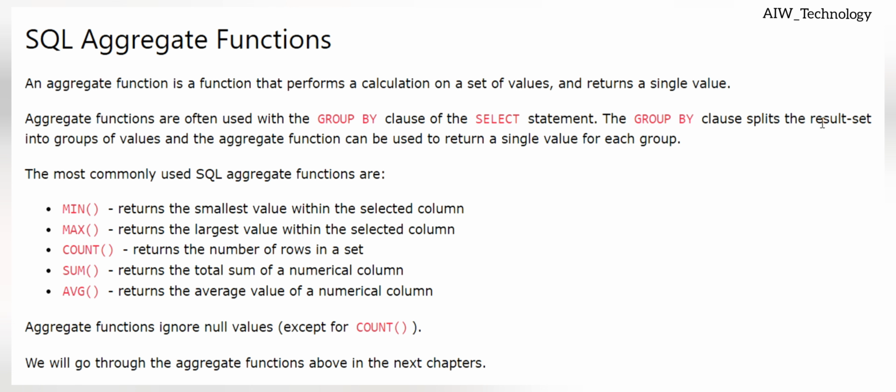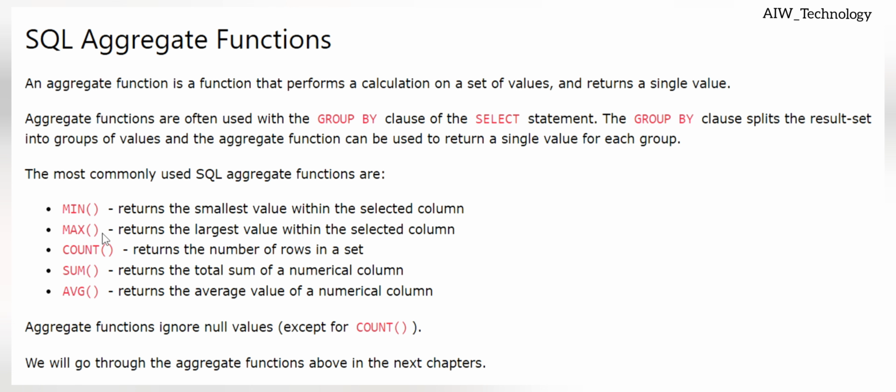The GROUP BY clause splits the result set into groups of values, and an aggregate function can be used to return a single value for each group. So in this way it will work. Let's understand min. Min returns the smallest value within the selected column.